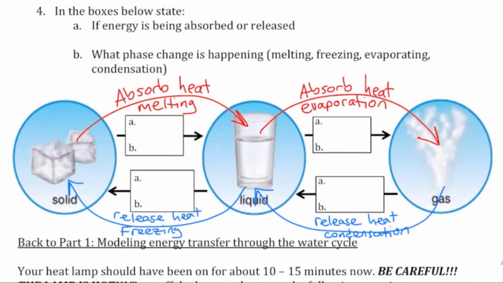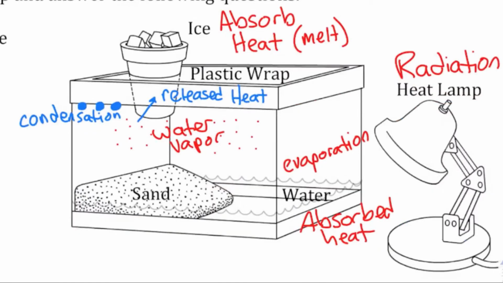Here are all those processes spelled out for you. This is important when we start talking about energy transfer in the atmosphere, how things evaporate, how they condensate, absorbing heat, releasing heat. So we did an activity to model energy transfer and phase changes. Let's go ahead and take a look at this.